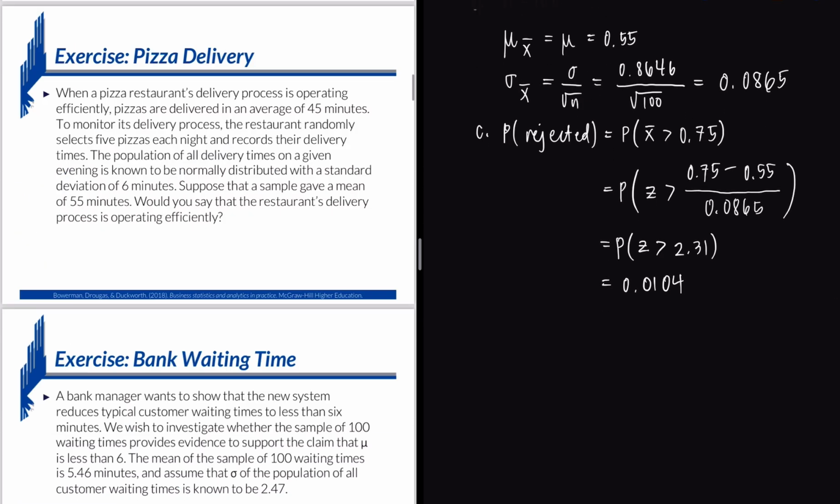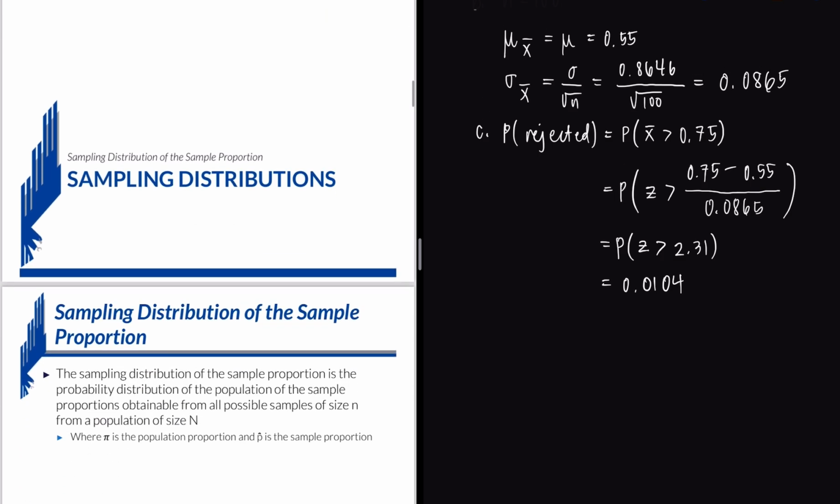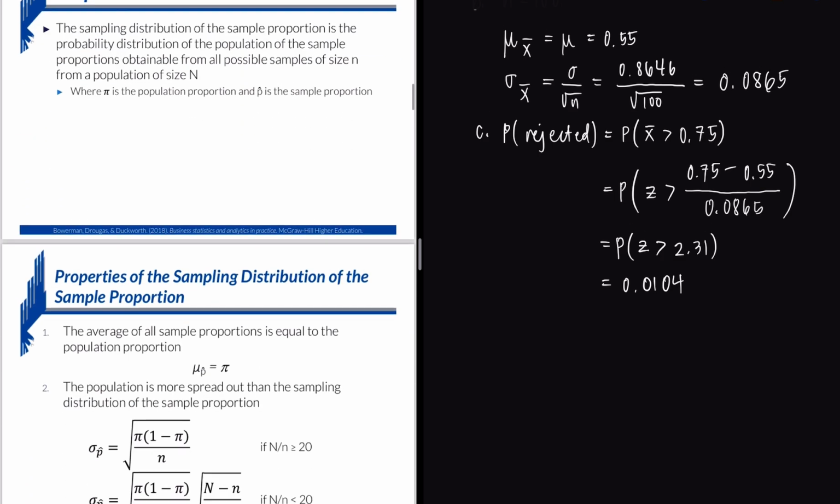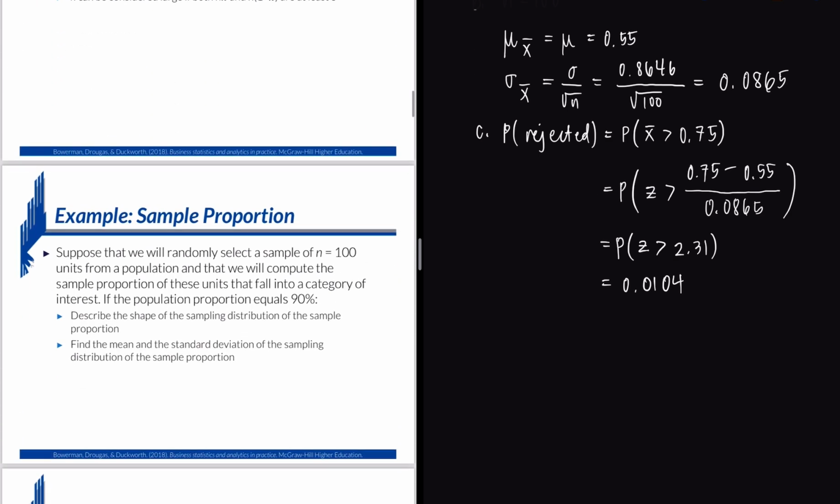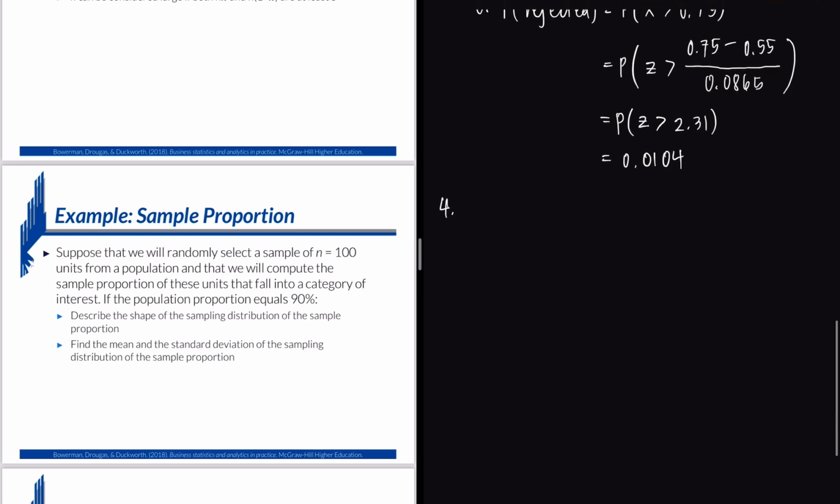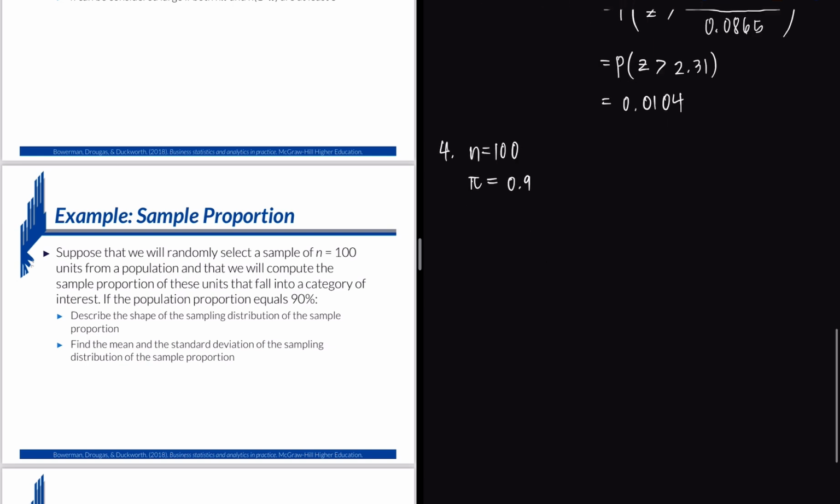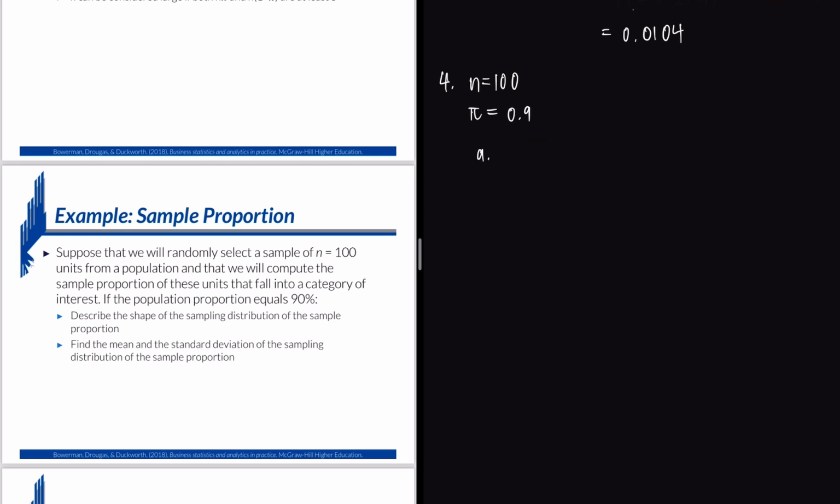Now let's look at some examples for sampling distributions of the sample proportion. So let's look at this particular example. Suppose that we will randomly select a sample of 100 units from a population, and that we will compute for the sample proportion of these units that fall into a category of interest. If the population proportion equals 90% or 0.9, answer the following. So first, describe the shape of the sampling distribution of the sample proportion.